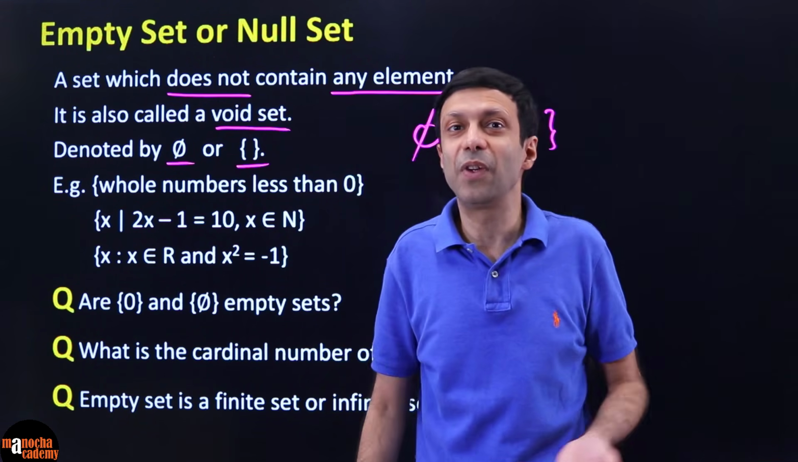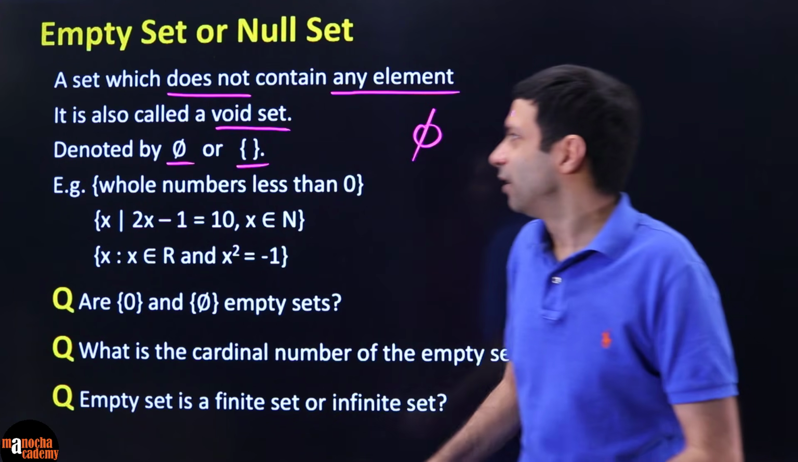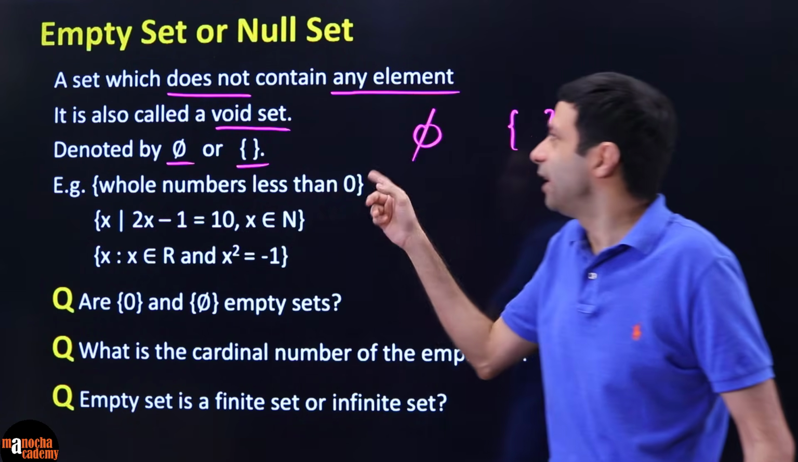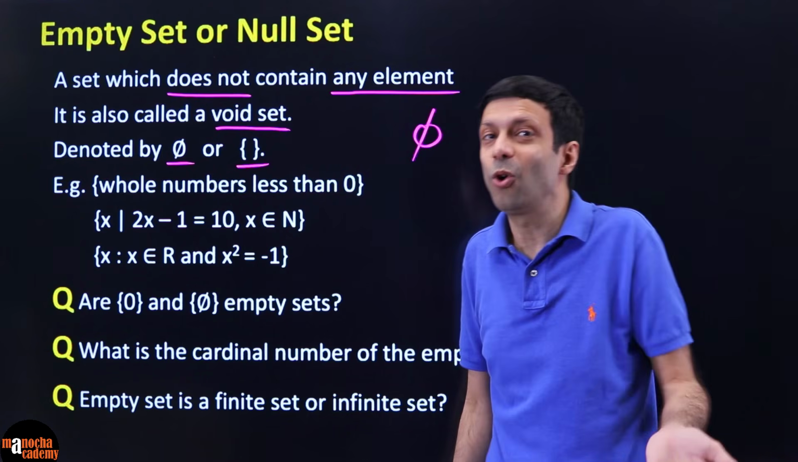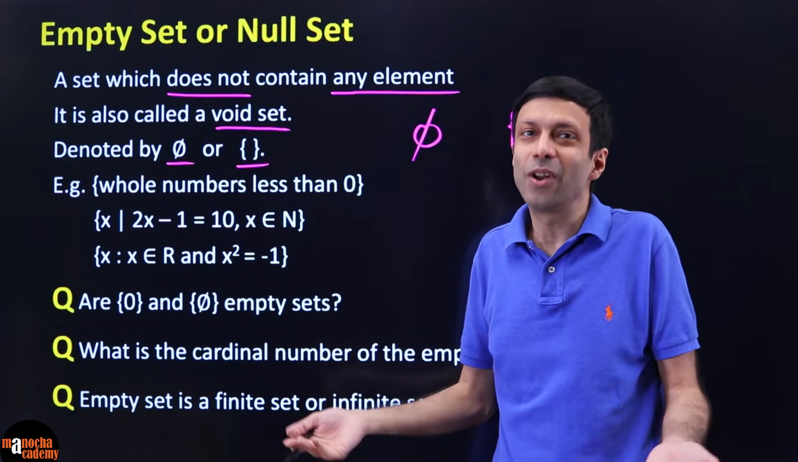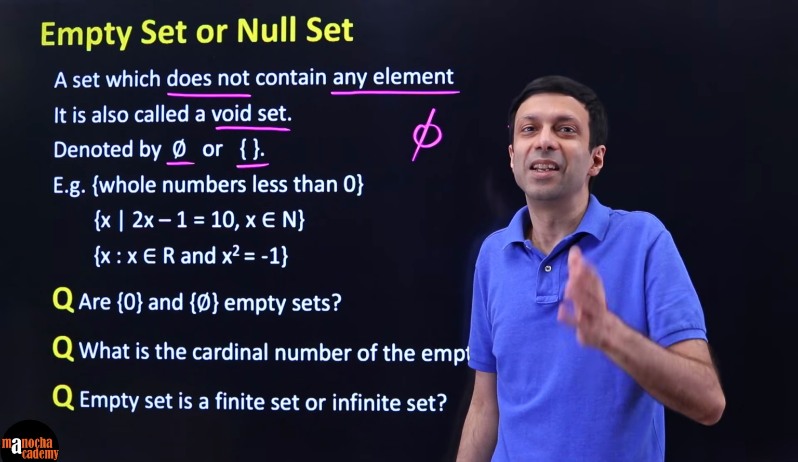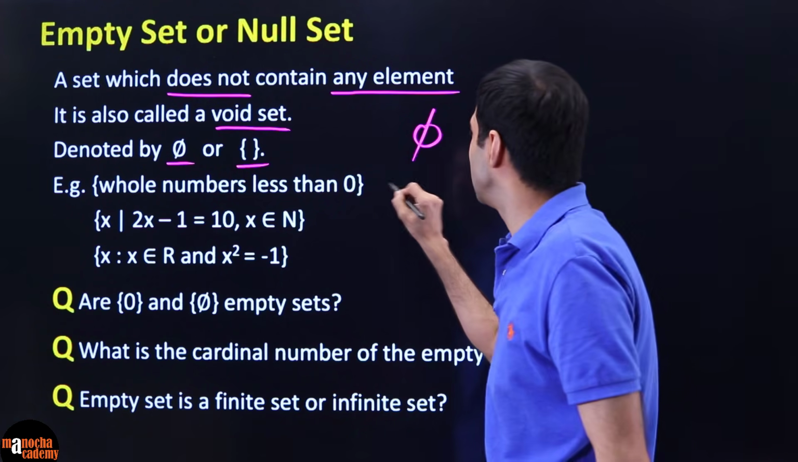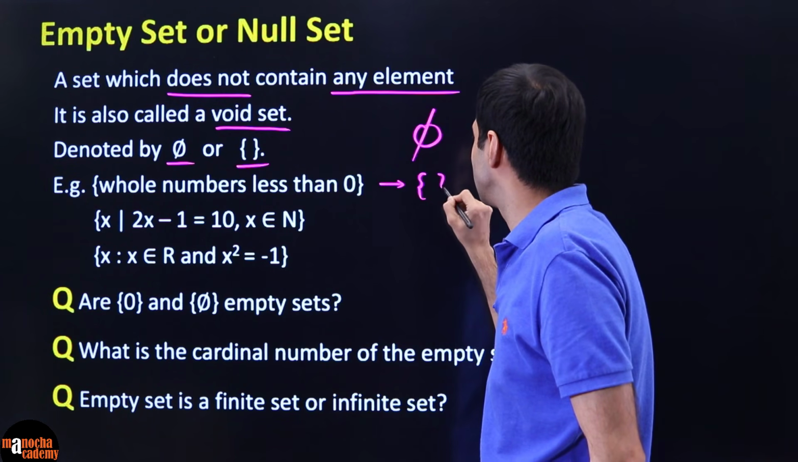What are some examples of empty sets? Let's take a look. If you look at this example, this is the description method: whole numbers less than 0. Can you tell me any whole numbers less than 0? No, right? Because all the whole numbers start from 0. It's 0, 1, 2, 3, 4, 5 and so on. So this is definitely an empty set.